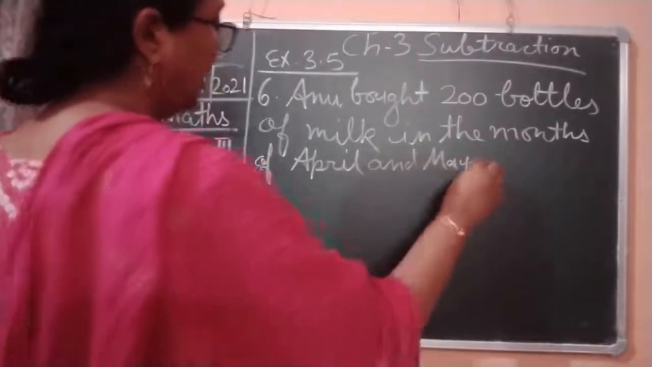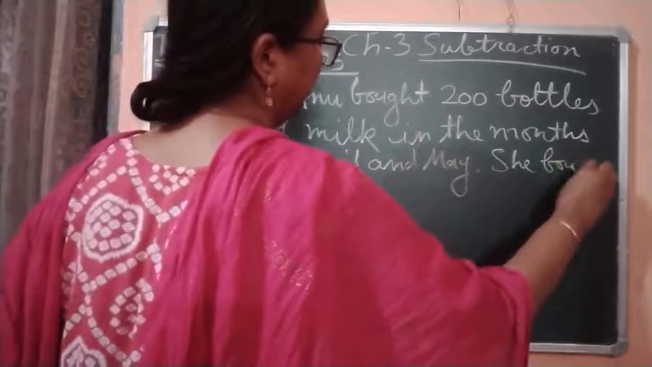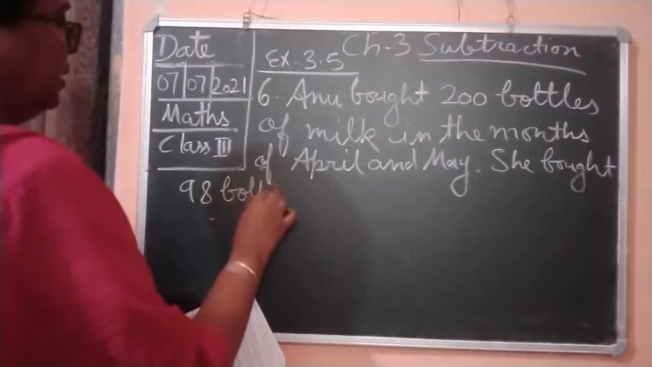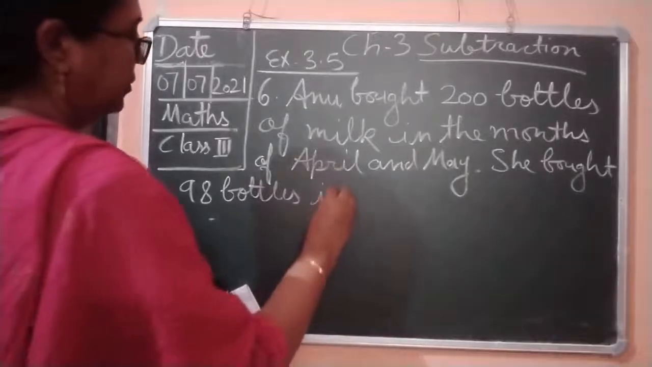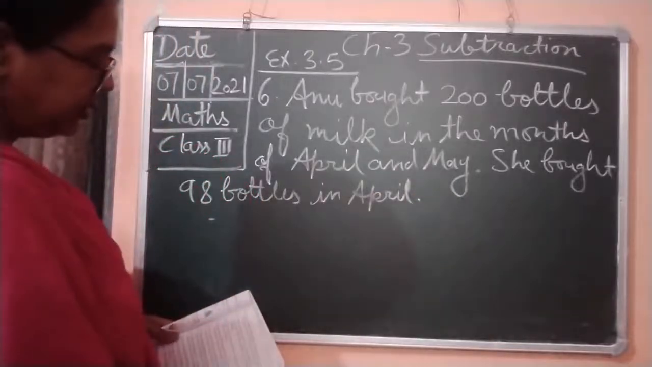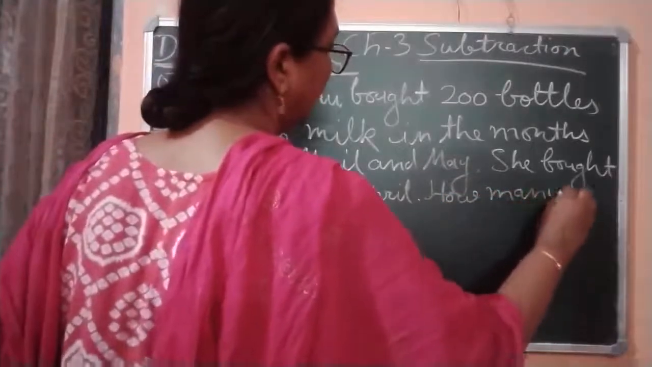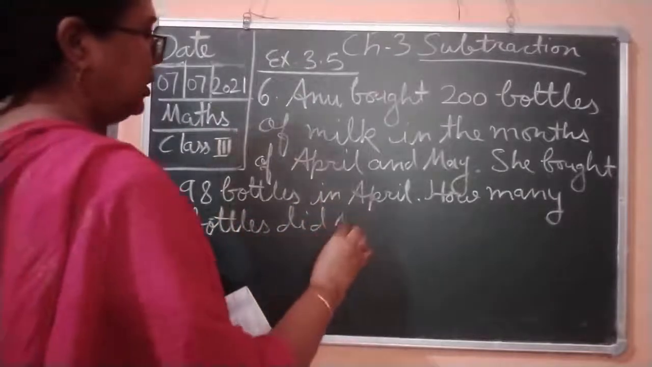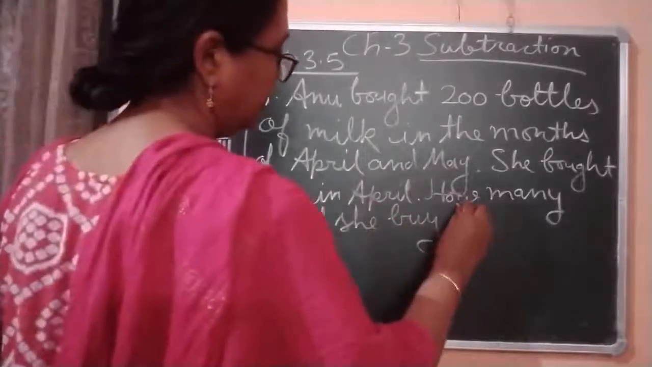Now, she bought 98 bottles in April. Now, how many bottles did she buy in May?